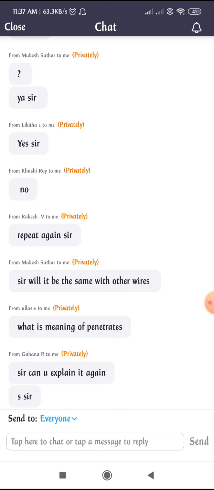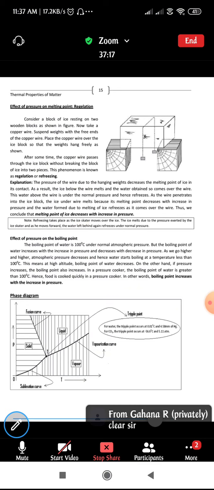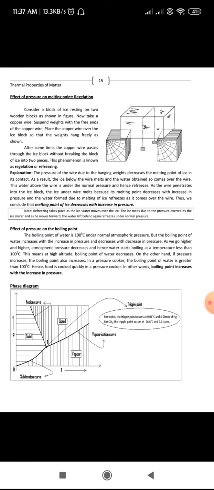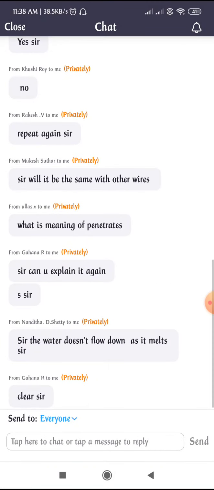Okay, fine. Is it clear, Gahana? Did you understand? Nandita, sir, water doesn't flow down as it melts. Okay, Nandita. Yeah, some of the water will be lost.